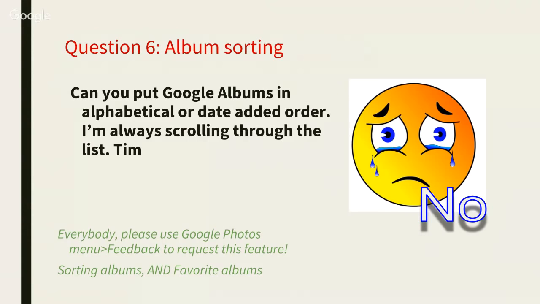Yeah. Can you put Google albums in alphabetical or date-added order? I'm always scrolling through the list. You and me both, Tim. All of us, Tim. That has been my number one request every time I meet with any Google representatives. And it's been 3 years now. So what can they do?